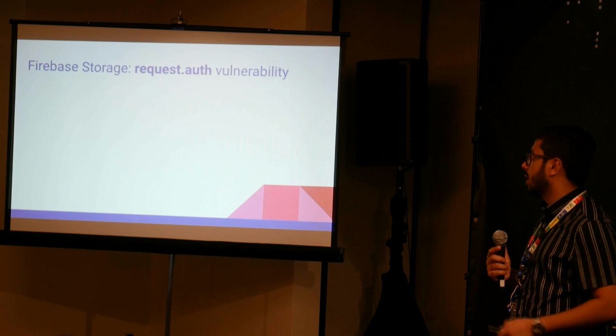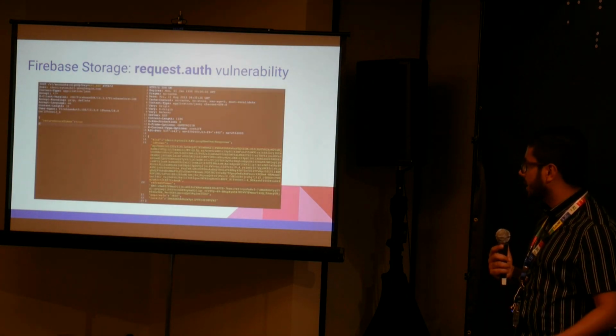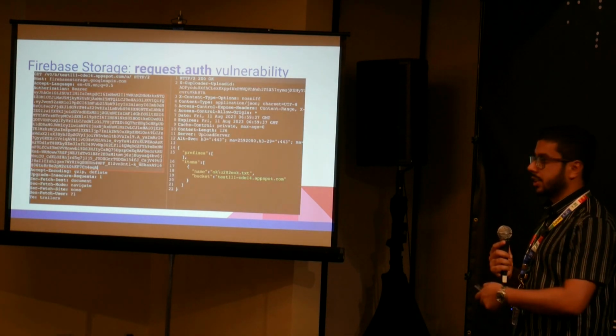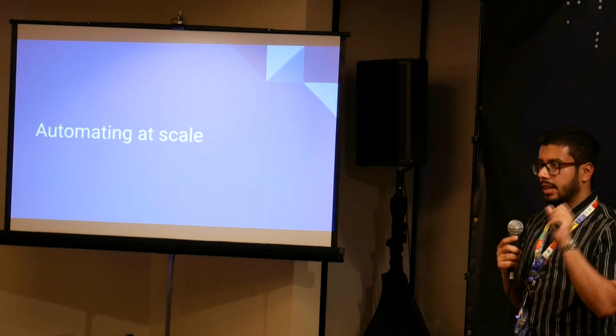Now going back to request auth, same issue. If they were using request auth is not equals to null, you can again exchange the access token and then get access to the collection of the bucket. But now we wanted to automate this. So we have an idea that this is how it works.